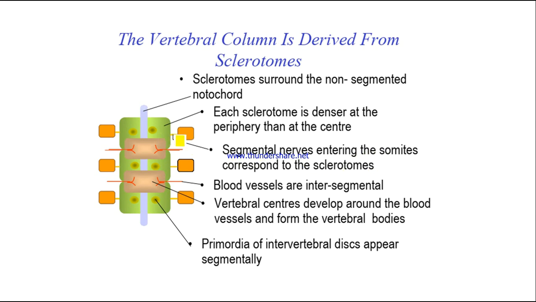So these are going to be all of our segmental nerve levels that we've started to look at in some of our previous lectures. Of course, we're going to have blood vessels as well. These are going to be intersegmental, where we've got a vein, an artery and a nerve, because we've got to have vascular supply as well as nervous supply. Then the vertebral centres develop around the blood vessels and form the vertebral bodies themselves. Then we've got the primordia of the intervertebral discs, which appear segmentally, and here we can see the primordia.